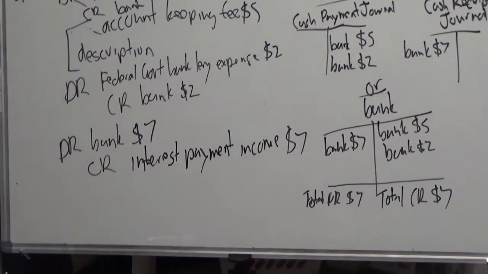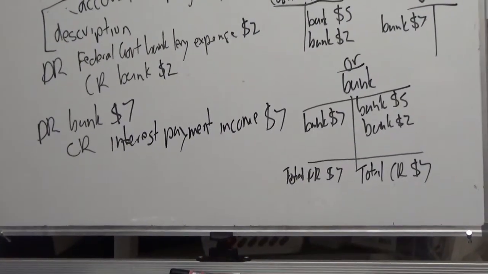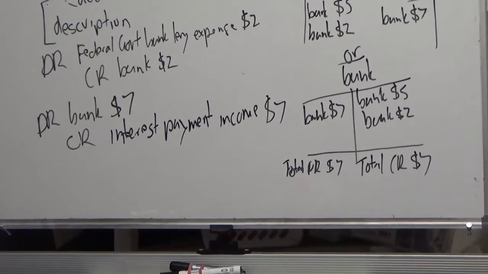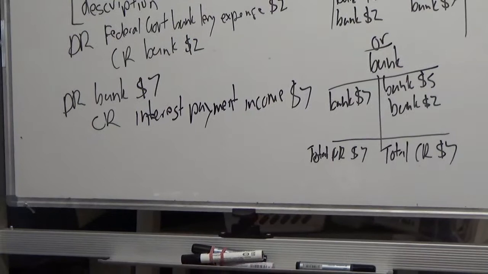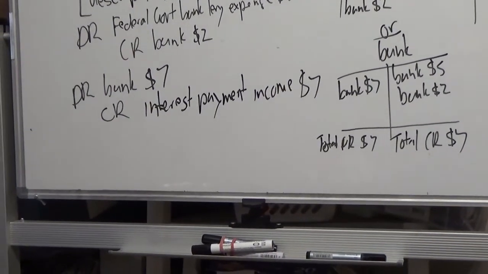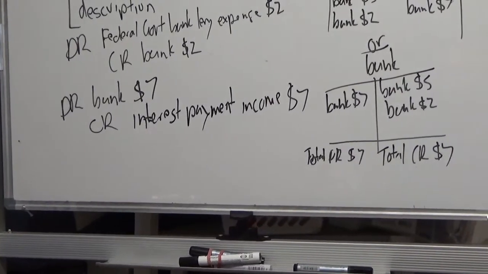Another entry is interest received by the bank for the Boggabri Green Energy Company. They paid $7 interest, which is a debit bank item because it's incoming cash, and credit interest payment income of $7.